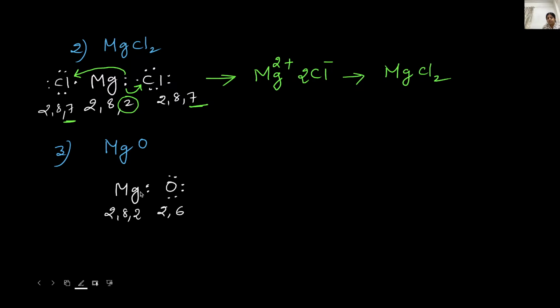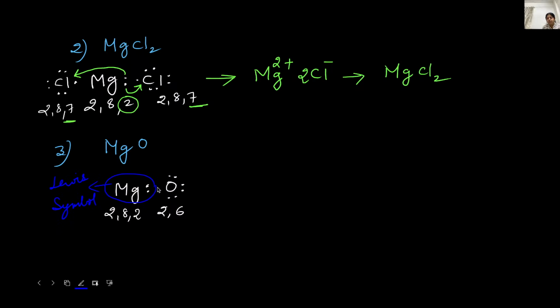This is called the Lewis symbol representation, in which the symbol carries the valence electrons on it. What do we call it? This representation is called Lewis symbol representation, in which we are representing the number of valence electrons on the symbol of the element.